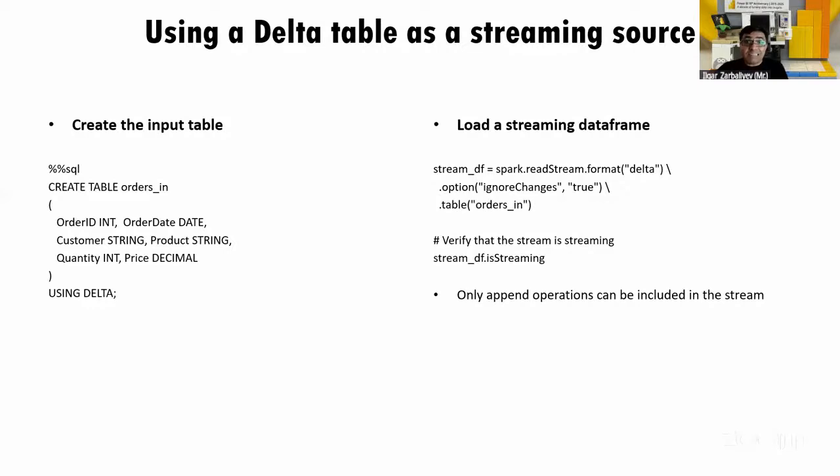Let's build this end to end. First, we create a delta table to store details of internet sales, orders_in, with an order ID, a date, customer, a quantity and a price.